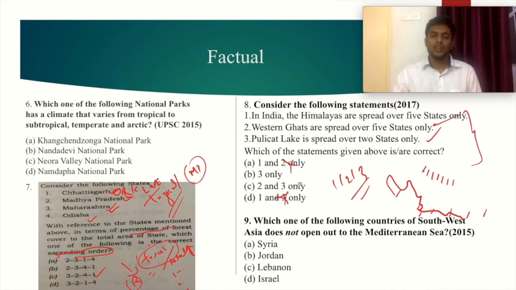This is gone. Now the Western Ghats are spread over five states only. Now I know the Western Ghats start here in Gujarat.